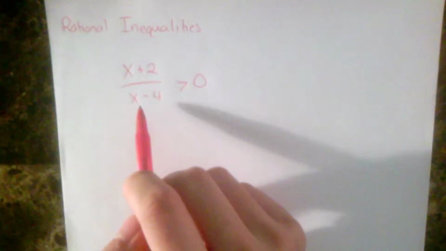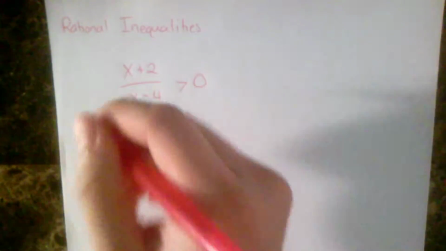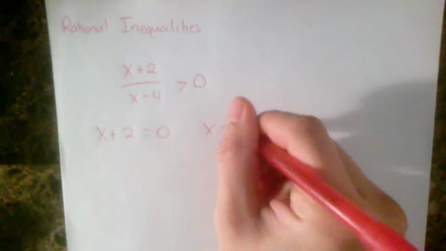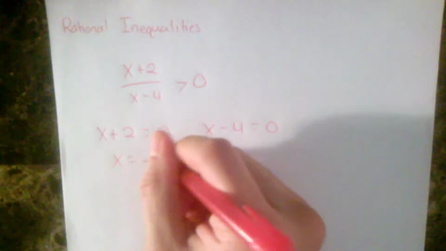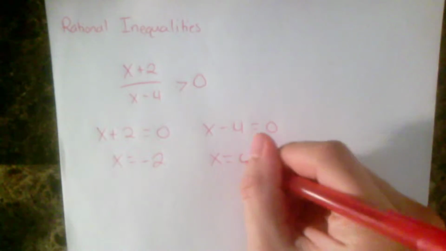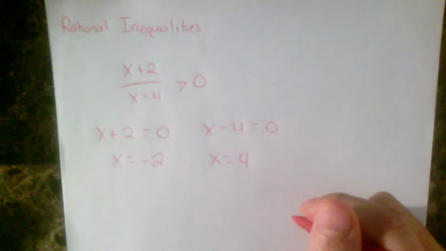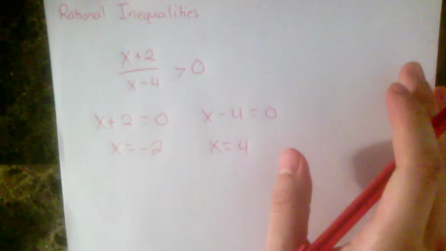The idea is you have to take the factors of the top and the factors of the bottom and set them equal to 0. So x + 2 = 0, and x - 4 = 0. Solve each: x = -2, and x = 4. So these are your critical values, your important numbers. These are the things that we need to test. This is going to give us some intervals.